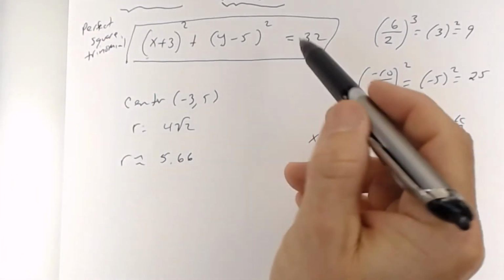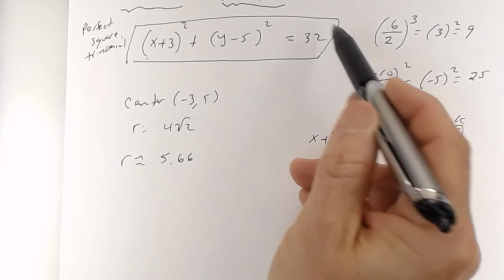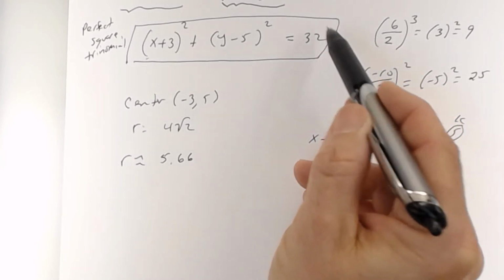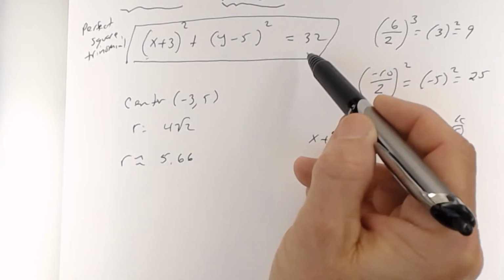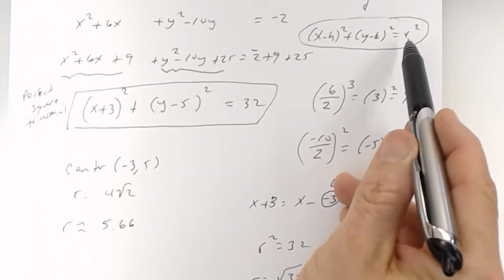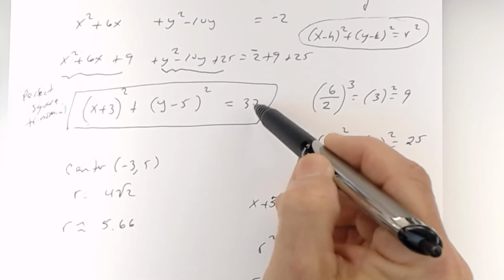All right, so some of you are getting confused about what this number right here represents. This number does not represent r. This number represents r squared. That's your formula. See, your formula says r squared. It didn't say r, it says r squared. So r squared is 32.